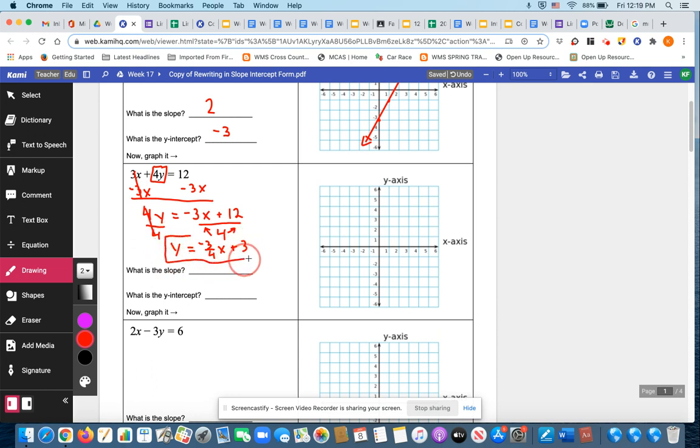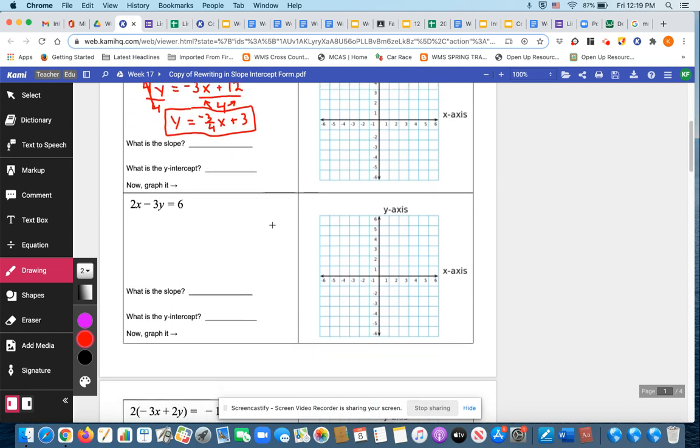This is how you write this example in slope-intercept form. So I'm going to ask you in just a moment to pause this video. Could you please identify the slope, identify the y-intercept, graph it over here on this graph? You can do that on your own. And after pausing, I will resume the video.